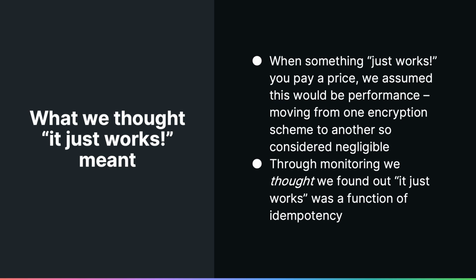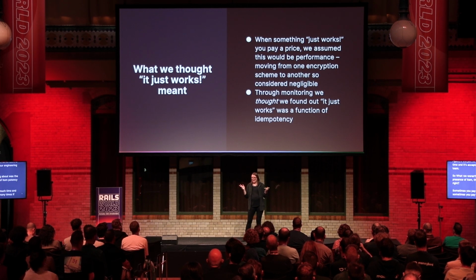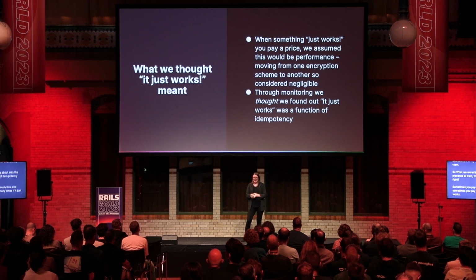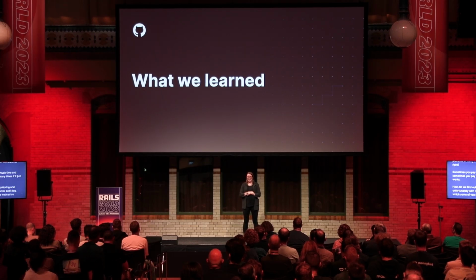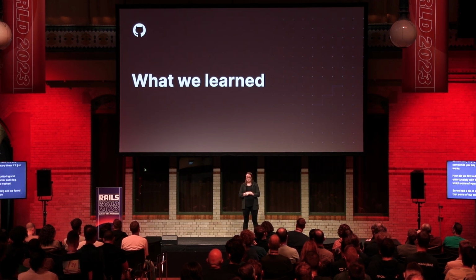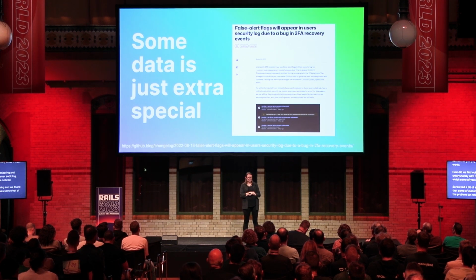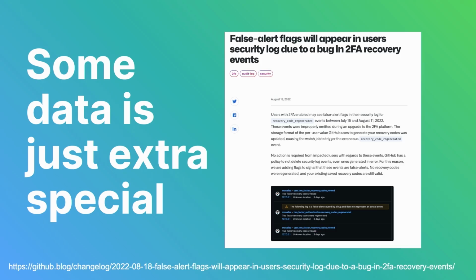So what we weren't thinking about was the price of idempotency, right? Sometimes you pay in how much time, and sometimes you pay in how many times. If it just works, how did we find out? With monitoring, and unfortunately with our customer audit log, which some of you may have noticed. So we had a bit of a red herring, and we found that some of our custom code was somewhat of the problem. But what we ultimately learned, some data is just extra special.